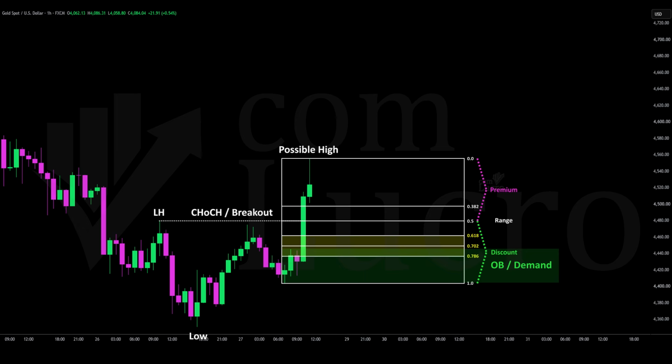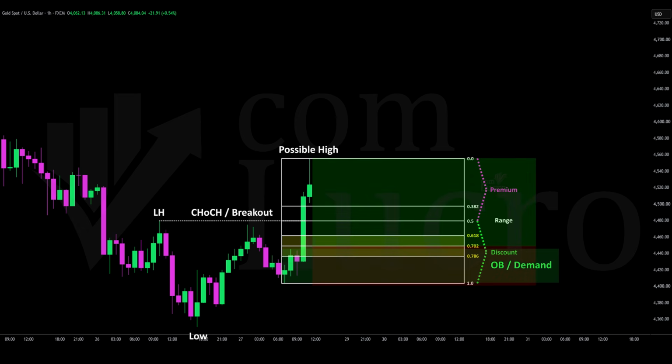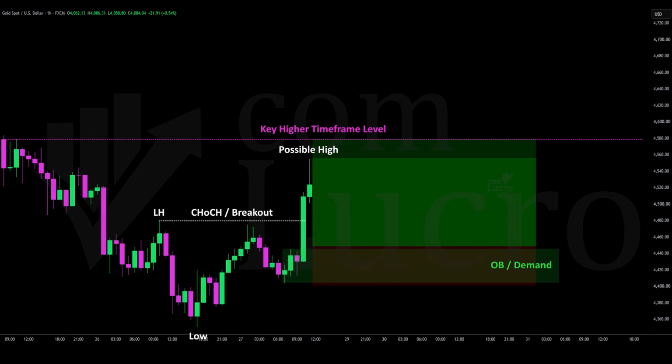However, as the strategy suggests, we will use a conservative entry. We place a buy limit order between the 0.618 and 0.786 levels of the OTE. The stop loss goes below the swing low. The first take profit target is placed a few pips below the recent high, while the longer-term target can be the next major turning point in the market. As you can see, the trade reaches our target and becomes a winning trade.